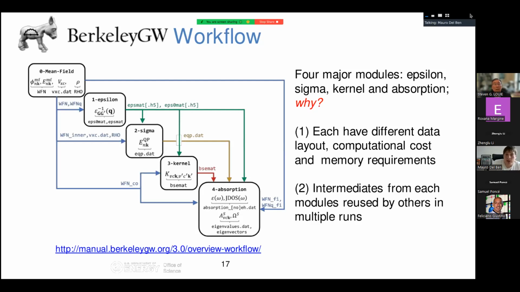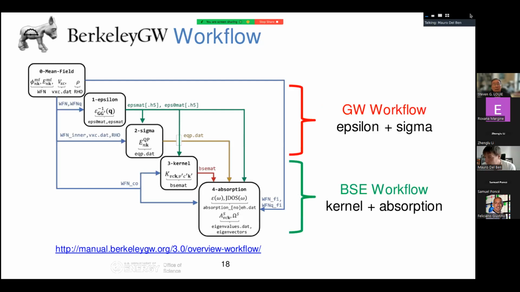As well, as you can see, each of the modules produces some sort of intermediates, and these intermediates can be used multiple times for different types of calculation. For example, if you want to use a different level of theory to calculate the self-energy in sigma, you don't need to rerun the epsilon calculation, which gives you the dielectric function, but you can just run that simple module in order to check, for example, different levels of theory, or even just to assess the convergence.